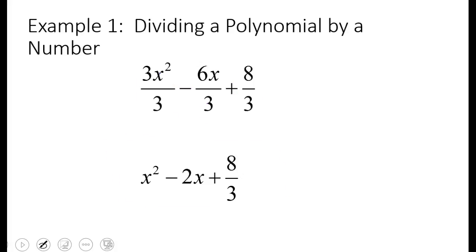So looking at the first term, I have 3x squared divided by 3. Well, we can reduce fractions. Look at the numbers first and see if you can reduce the fraction. 3 divided by 3 is the number 1. So I can rewrite that as a 1x squared. We just don't write the 1. Now I look at this next term. Negative 6x over 3. The negative stays the same. Subtraction still. And again, 6 divided by 3 is a 2. So I get x squared minus 2x so far.